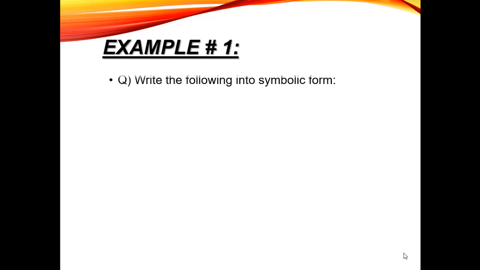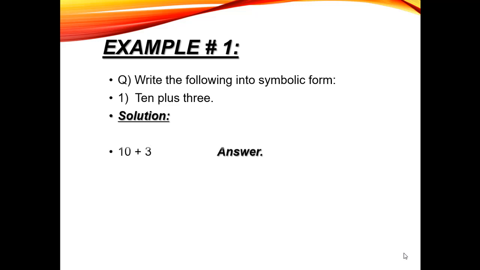Example number 1. Write the following in symbolic form. We have been given the question in words and we have to convert it into symbolic form. Simply, you can say we have to convert this question into numbers. So 10 plus 3 can be written in the form of numbers like this: 10, then the plus sign, and then the digit 3. This is how you write the symbolic form.